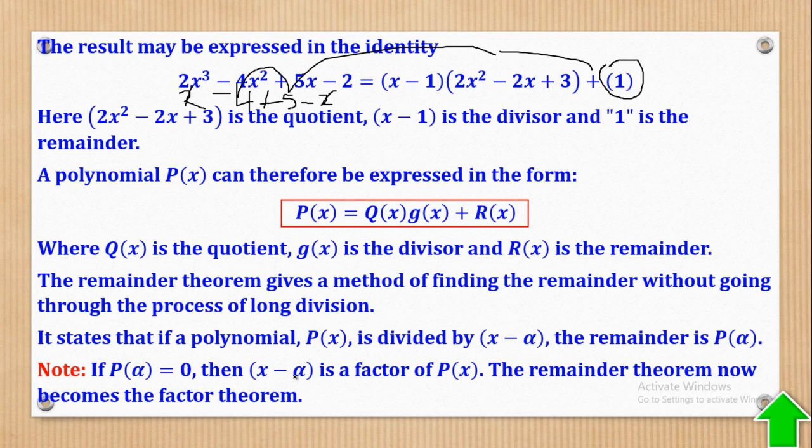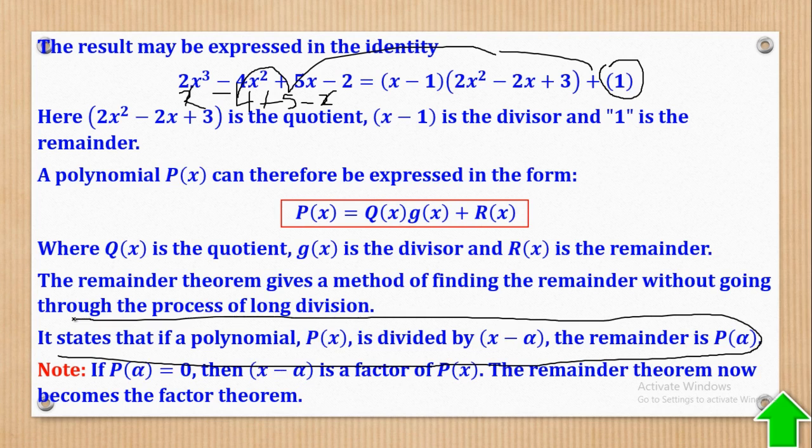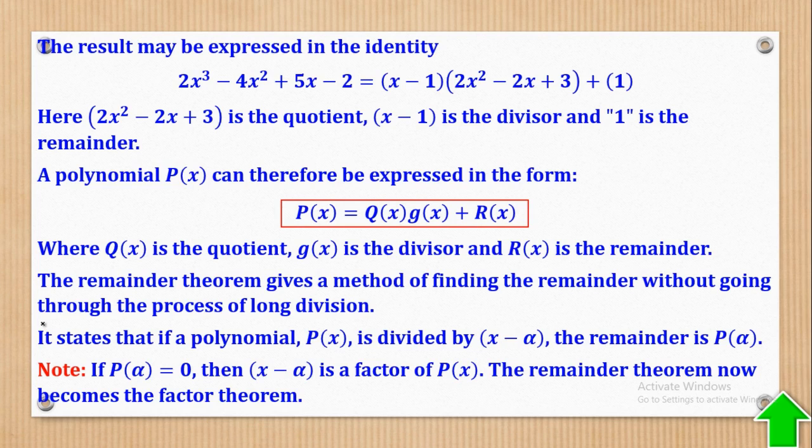So that is the shorter way in which the remainder theorem is useful. It helps you not to go through the long division method to get the remainder. So if they only ask for the remainder, no need to do long division, just use the remainder theorem. Now there's something to note here also: if P(alpha) is equal to 0, it implies that this one is a factor. Therefore, the remainder theorem now becomes the factor theorem. So each time the remainder is 0, it implies that the divisor is a factor. If the remainder is not 0, it implies the divisor is not a factor.